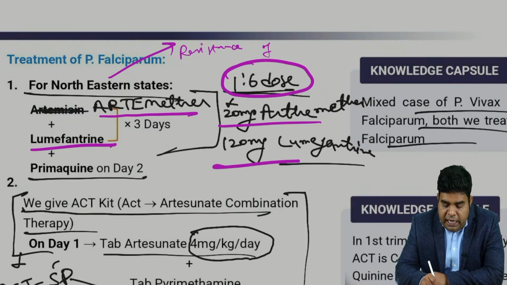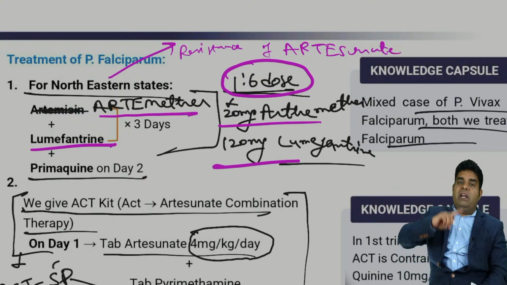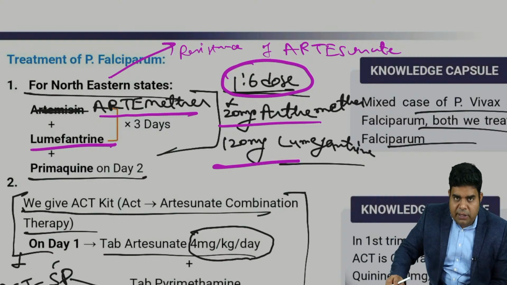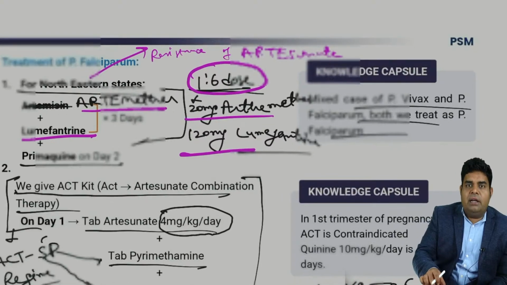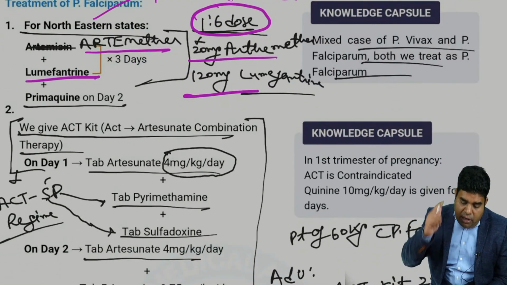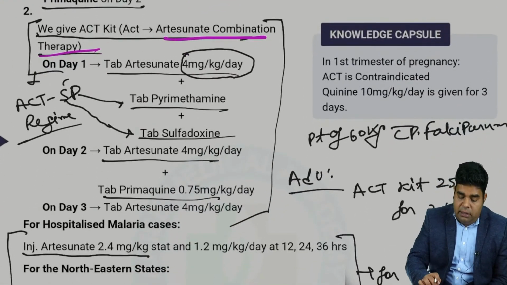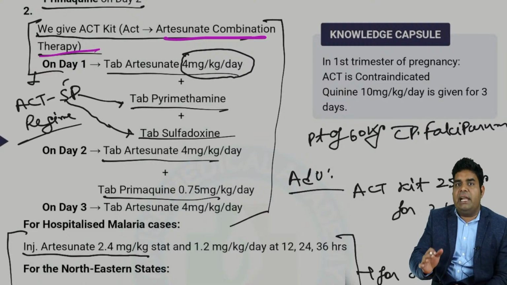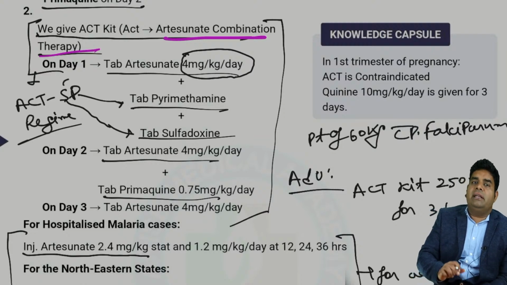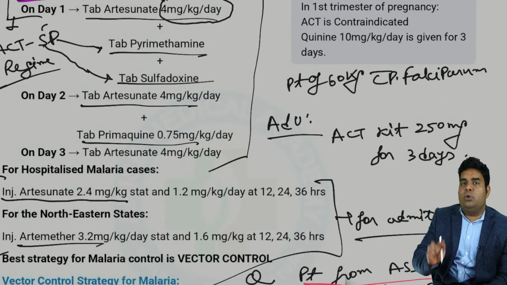So it means artemether can work anywhere in India, but artesunate will not work in northeastern state. So in northeastern, we don't give artesunate, we give artemether lumefantrine, and in other states, we give artesunate combination therapy. Okay? And in artesunate combination therapy, the first day is artesunate sulfadoxine pyrimethamine, second day is artesunate plus primaquine, and third day is artesunate.